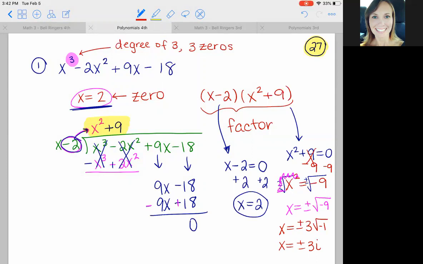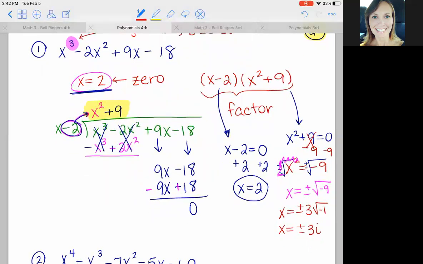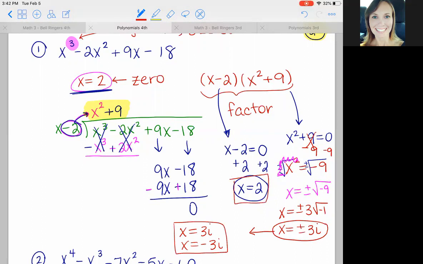Because my degree was 3, I should have 3 solutions. Here I have x equals 2, and then I actually have 2 solutions right here: x equals negative 3i and x equals positive 3i. If I asked you to write the solutions, you could either circle these like this, or you could write this one out and write x equals 3i and x equals negative 3i. So these could be the 3. Just depends on how you want to write them.